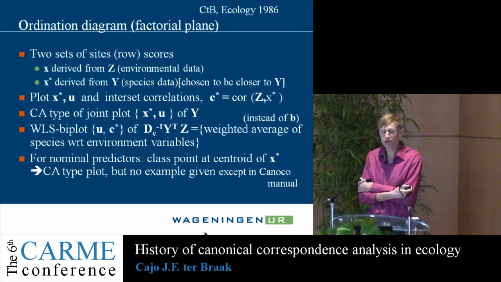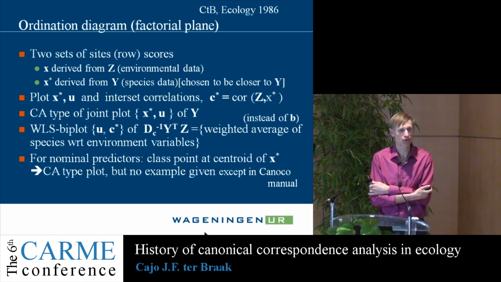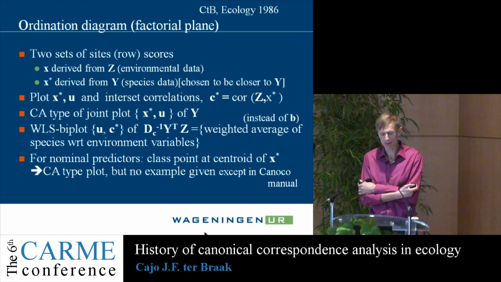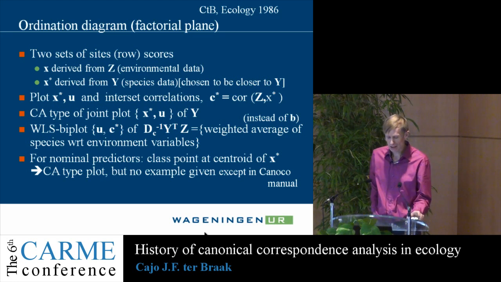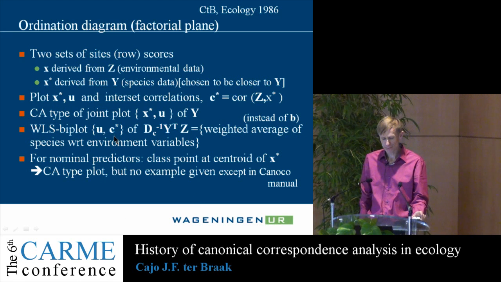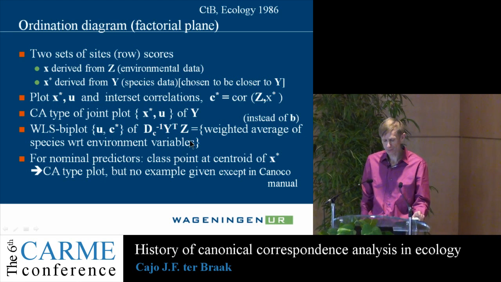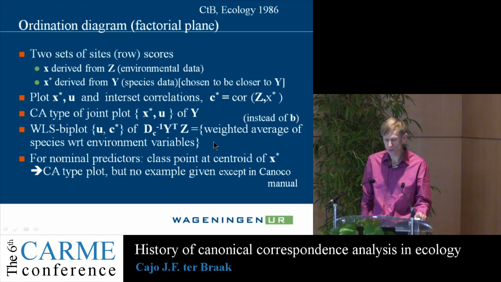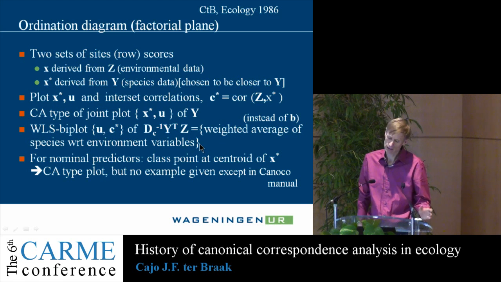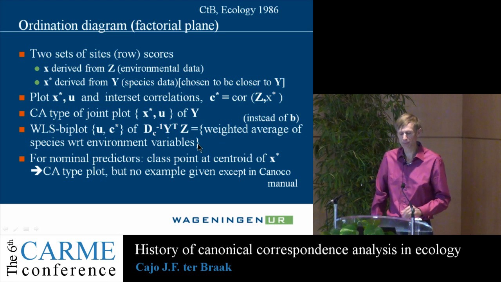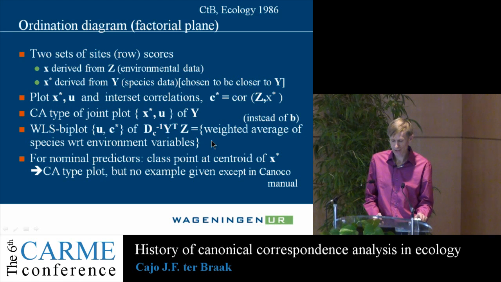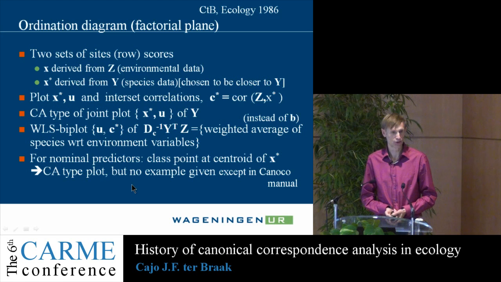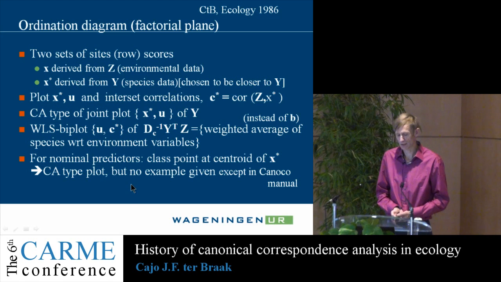I don't plot this b, of course, because that's a regression coefficient, and it can be very unstable with collinear predictors. So instead, the score c for each of the environmental variables is optimized in such a way that it gives a weighted least squares approximation to the center of gravity of each of the species with respect to each of the environmental variables. Of course, this has not much meaning for nominal predictors, so there it is, again, a centroid, a center of gravity.